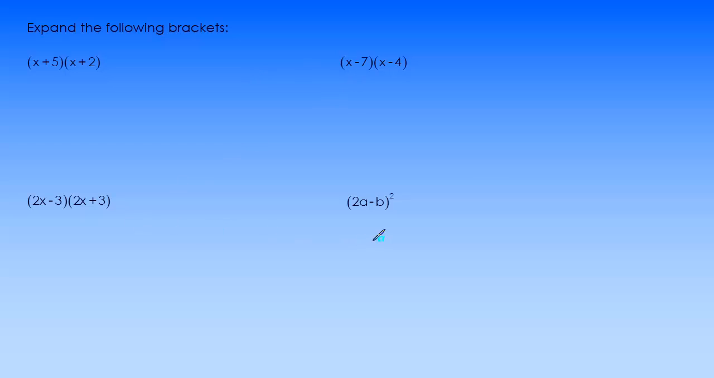Now with this next batch of examples, we're doing much the same thing, but we are going to start getting like terms, which means that we're going to then simplify after the expansion. So looking at this one, we get x times x, which of course is x squared. X times a positive 2, so that's plus 2x. Positive 5 times x, so plus 5x. Positive 5 times a positive 2 is plus 10.